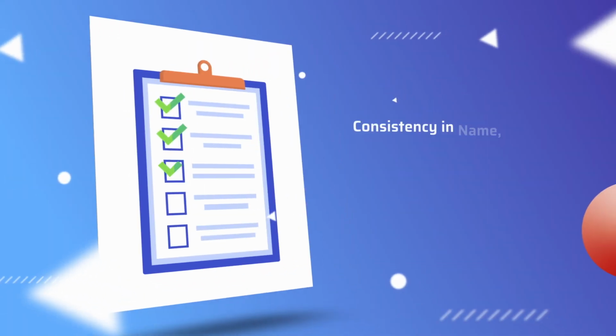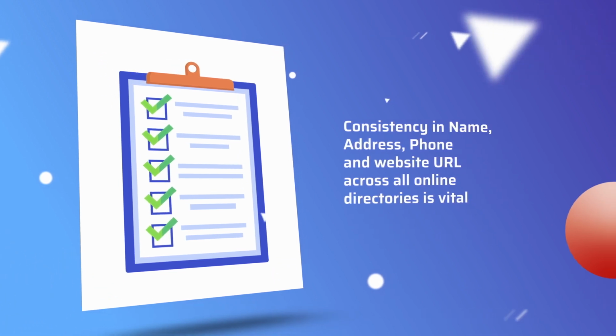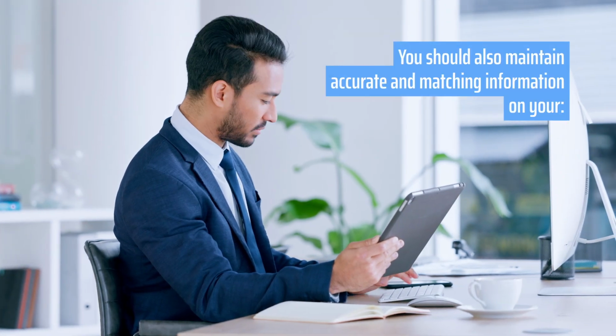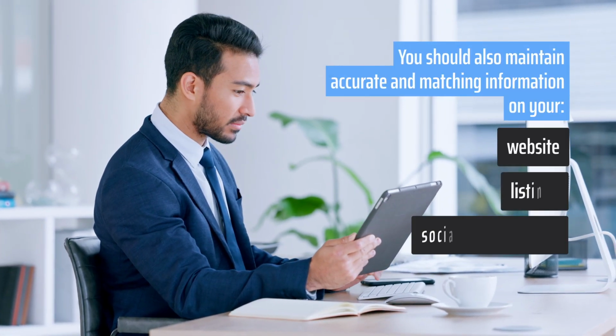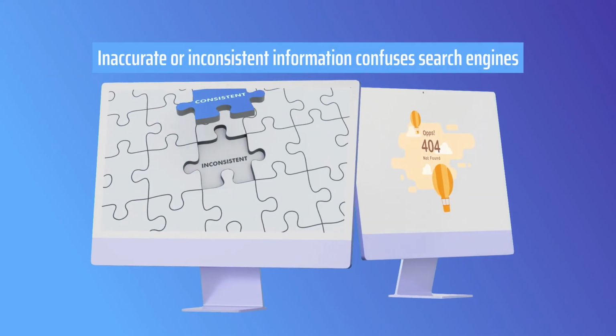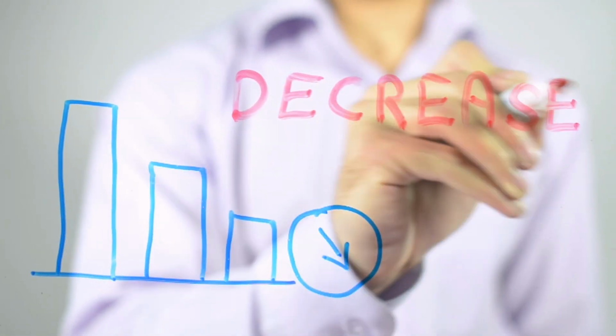Consistency in name, address, phone, and website URL across all online directories is vital. You should also maintain accurate and matching information on your website, listings, social media profiles, and directories. Any inaccurate or inconsistent information confuses search engines and potential clients, negatively impacting local search visibility.